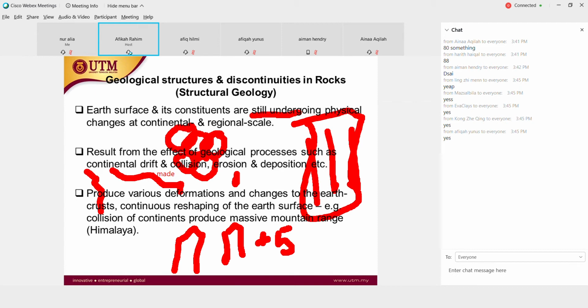For example, collision of continents produces massive mountain ranges. Same goes for Semenanjung. I've explained to you so many times. My map is getting worse and worse from week to week. So this is the main range granite, like how you saw it in your Google Map last week, your individual task. There's a main range granite over here in the middle of Peninsular Malaysia.